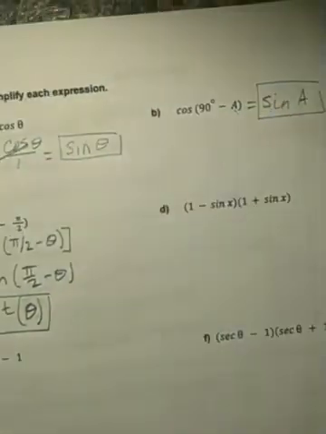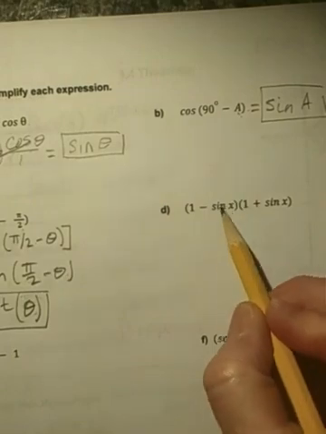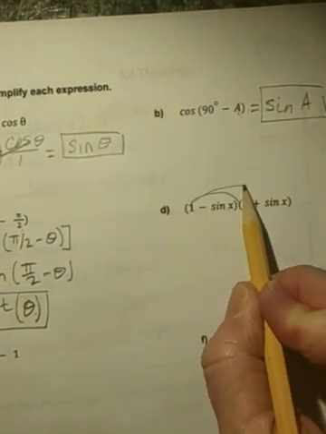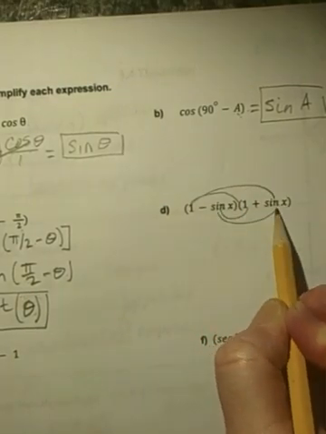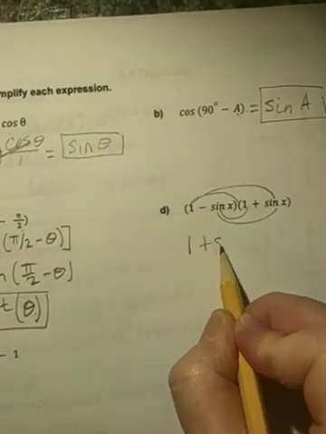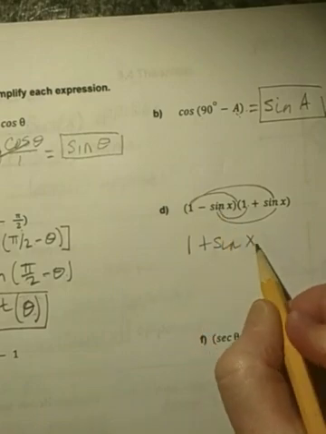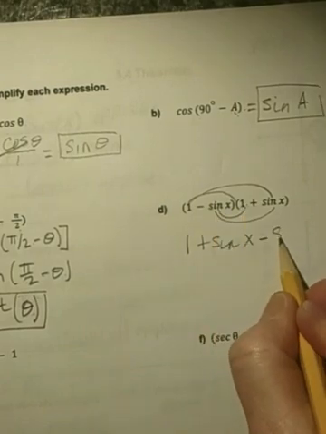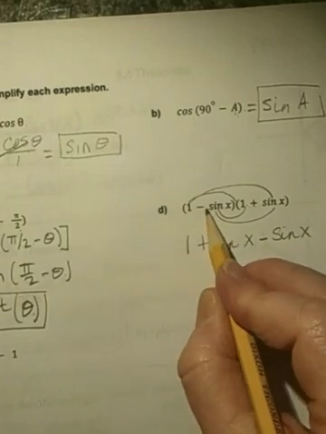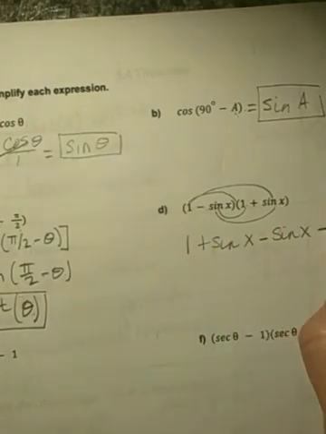Okay, let's take a look at the next one, D. 1 minus sine theta times 1 plus sine theta. This is just a matter of first, outer, inner, and last. 1 times 1, 1 times sine theta, or sine x, and then distribute the negative sine x minus sine of x times 1, and negative sine of x times positive sine of x. That's going to be negative sine squared.